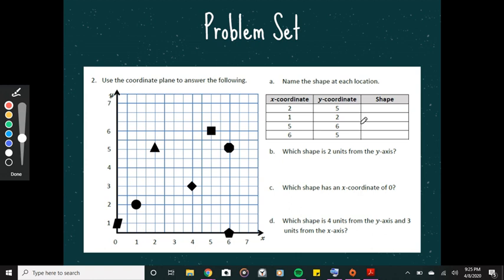I'm making sure you actually pause the video. So actually pause the video, take the time, figure out what shape is at the 5x 6y and 6x 5y.